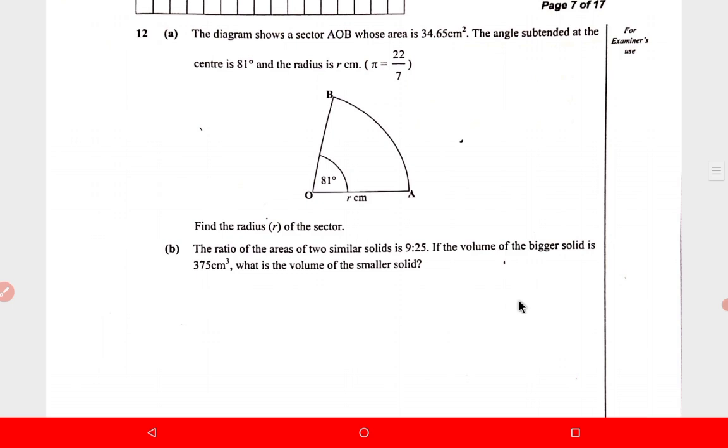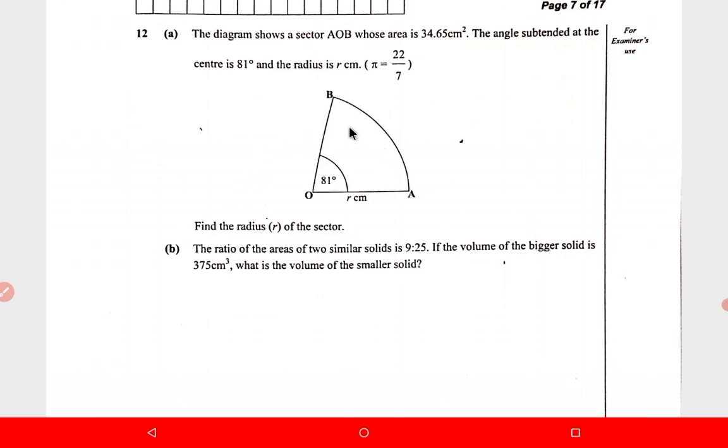Question 12. The diagram shows a sector AOB whose area is 34.65 square centimeters. The angle subtended at center is 81 degrees and the radius, here you have been given the radius r, and also you have been given the pi at least. Find the radius r.